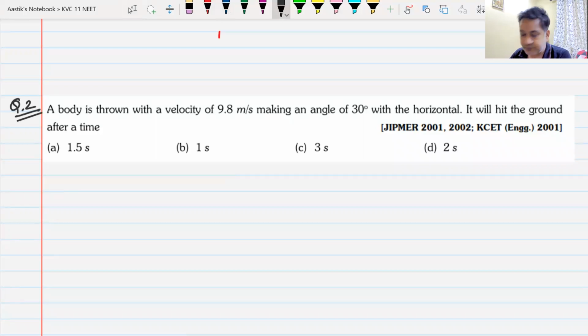Question number 2. A body is thrown with a velocity of 9.8 meter per second, making an angle of 30 degree with the horizontal. It will hit the ground after how much time? I'll give you 1 minute to do this.